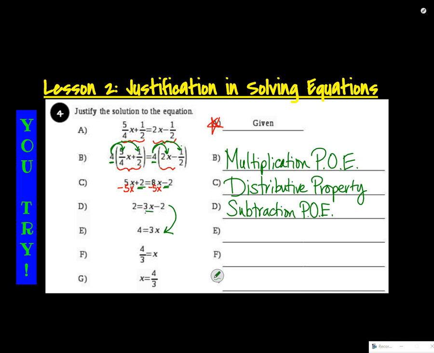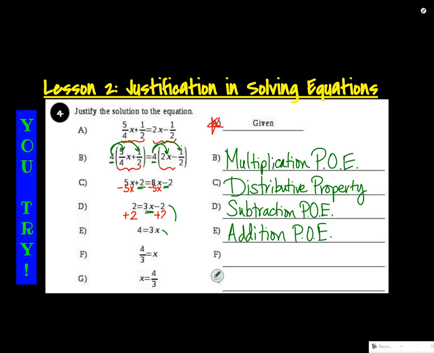I have 3x. So the 3x didn't change. It was this minus 2 that moved over. The opposite of minus 2 is add 2, plus 2. So 2 plus 2 is 4. So it looks like I added 2 to both sides. And the addition property of equality says I'm allowed to add the same thing to both sides. All right.